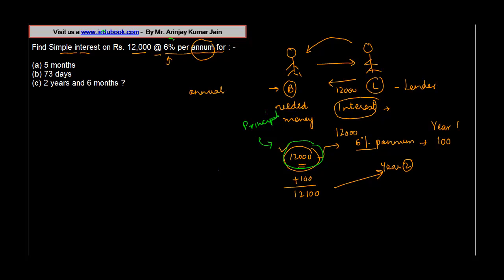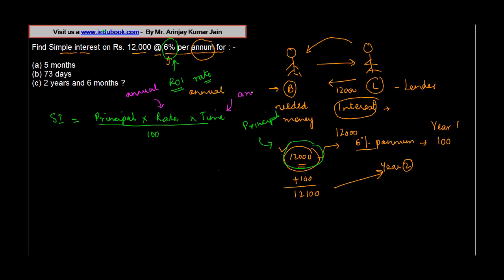There is always a rate of interest which has to be written as ROI or rate, okay? Simple interest is basically calculated by multiplying the principal into rate into time and dividing this by 100. Now please note that this rate has to be an annual rate and the time also has to be annual, right? So let's say the principal in first case was 12,000.